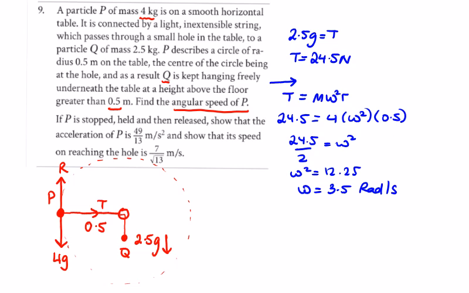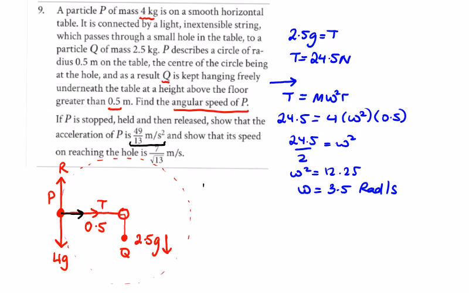Then P is stopped, held, and released. Show that the acceleration of P is 49 over 13 meters per second squared, and show its speed on reaching the hole, so it's going to go towards the hole. Its speed is 7 over root 13. Okay, so what's going on here?